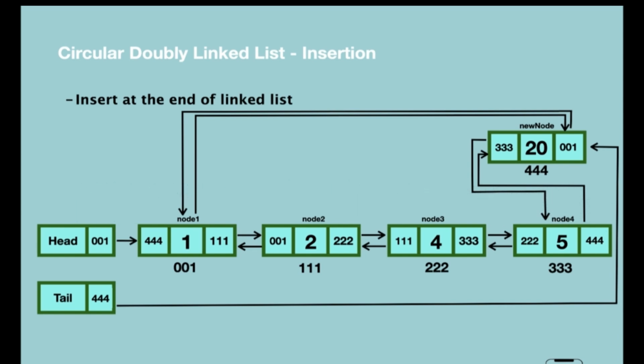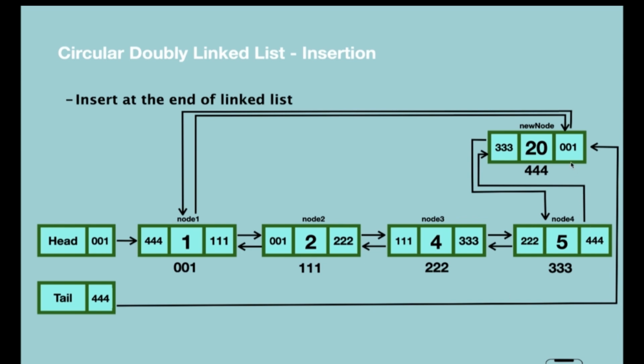And with this, we have successfully inserted a new node at the end of circular double linked list. Once again, let's quickly recap what we have done here. We have created a blank node and inserted a value to it. Then we update the next reference of this node to point to the first node. Then we update the previous reference of this newly created node to point to node 4, which is 333 in our case. Similarly, node 4 has to point to new node, so we have updated the next reference of node 4 to 444, which is physical location of new node.